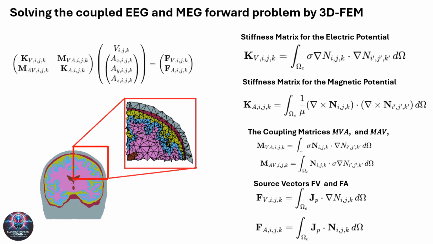KA is the stiffness matrix for the magnetic vector potential, involving contributions from neighboring nodes. This matrix is derived from the weak form of the vector potential equation, where μ is the magnetic permeability of the medium, and N_ijk and N_i'j'k' are the vector shape functions associated with nodes ijk and its neighboring nodes.